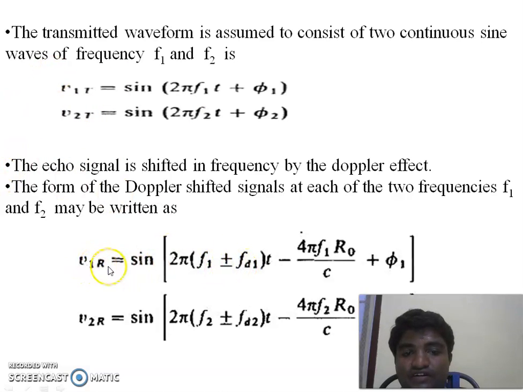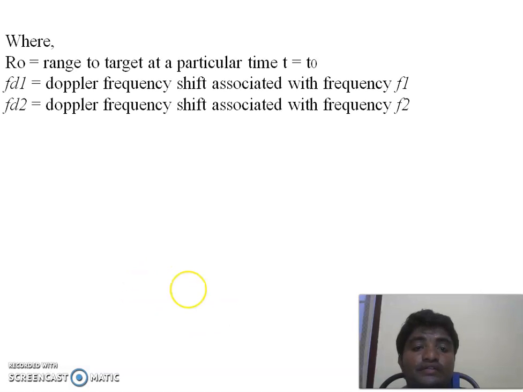First echo signal is v1 of r, that is equal to sine of 2 pi f1 plus or minus fd1 t. This component is the phase shift 4 pi f1 r naught by c plus phi 1. And the second echo signal is v2r, that is equal to sine of 2 pi f2 plus or minus fd2 t, 4 pi f2 r naught by c plus phi 2. This is first echo signal and this second echo signal. And where r naught is the range to the target at a particular time t equal to t naught.